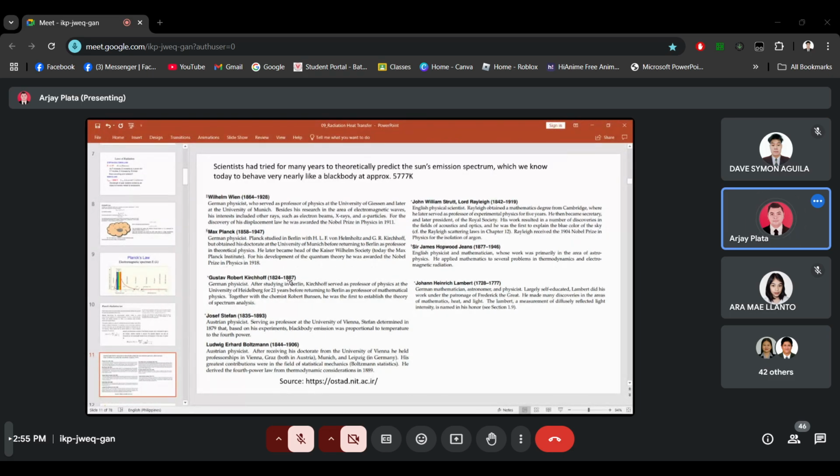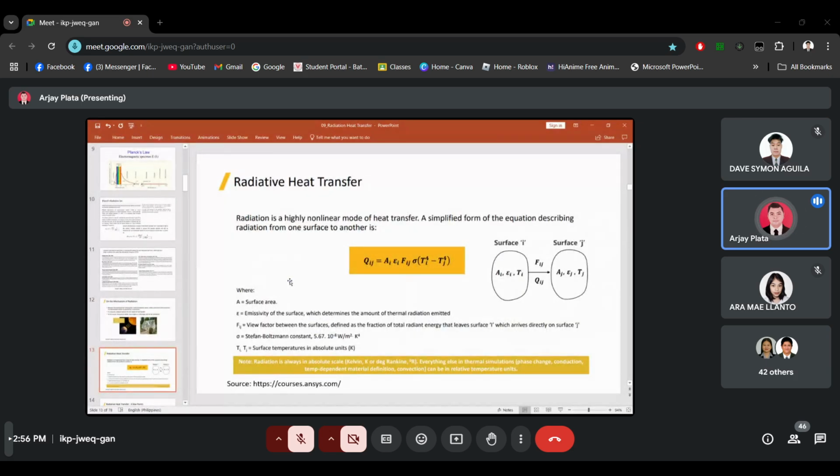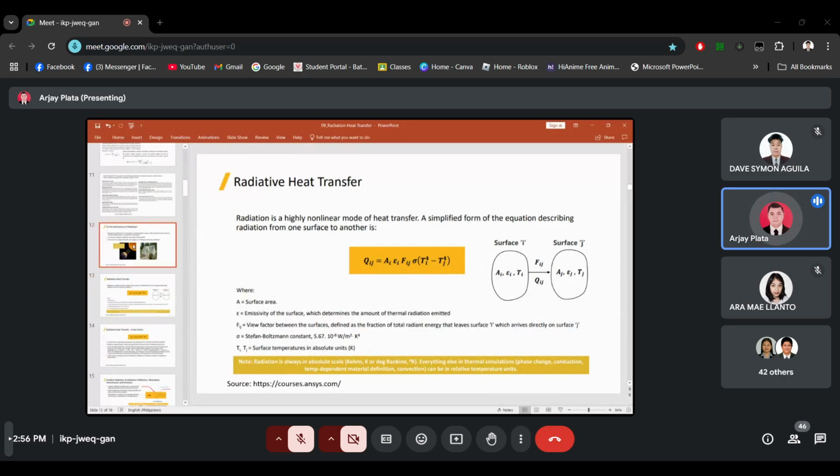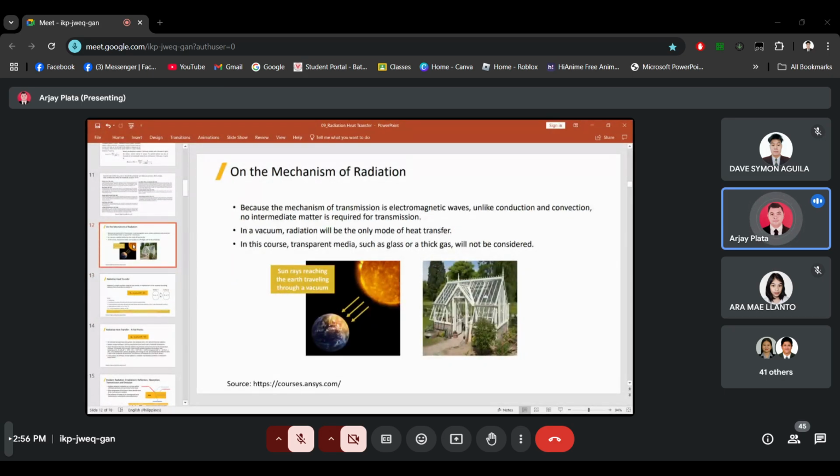Next is the differential of the rate, the definition of radiation. Because the mechanism of transmission is electromagnetic waves, unlike conduction and convection, no intermediate matter is required for transmission. For example, sun rays reach the earth traveling through a vacuum.